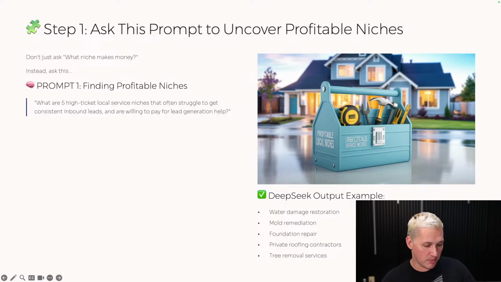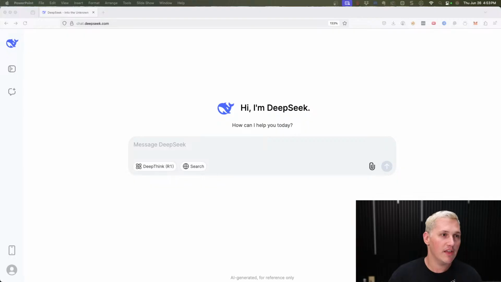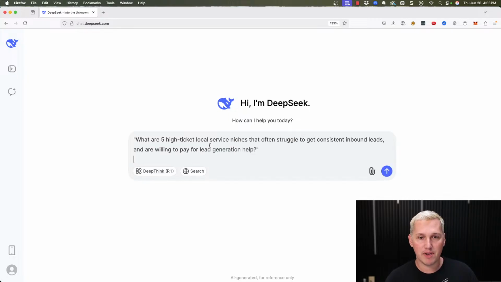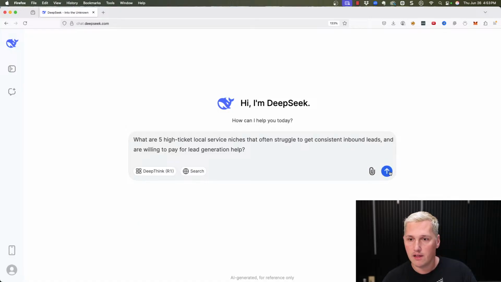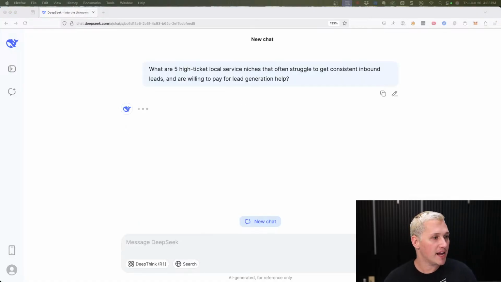I've got some output there, but instead of just showing you examples, I think it would be more fun if we just actually go into DeepSeek and do it together. So let's paste in that prompt here. We remove the quotation marks and let's hit enter. And let's see what DeepSeek comes back with for this particular search.